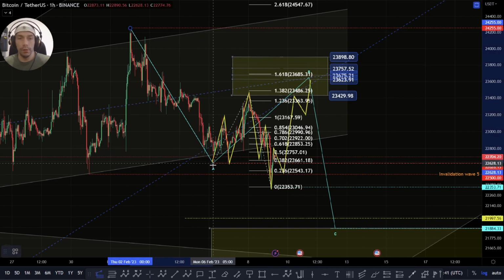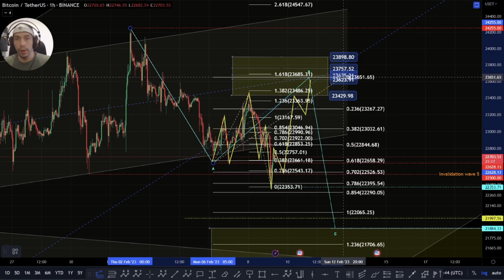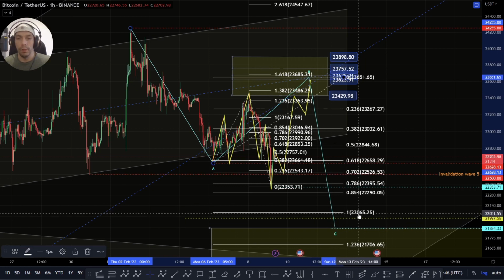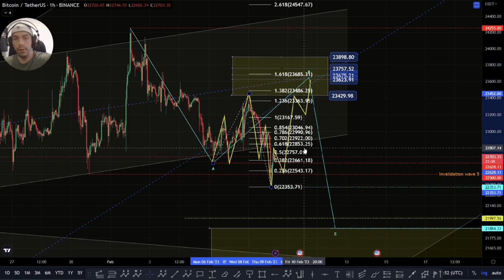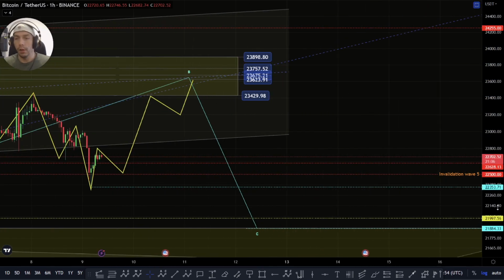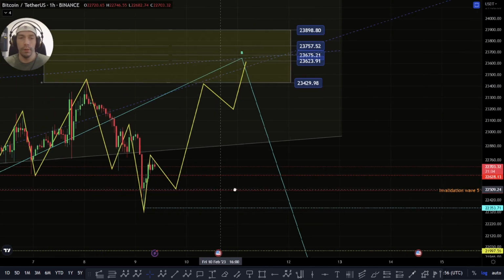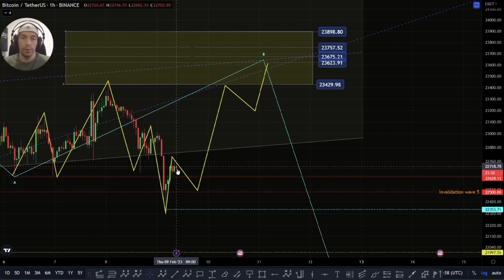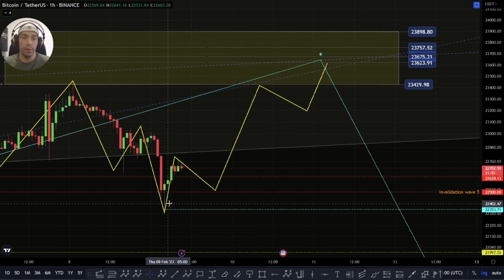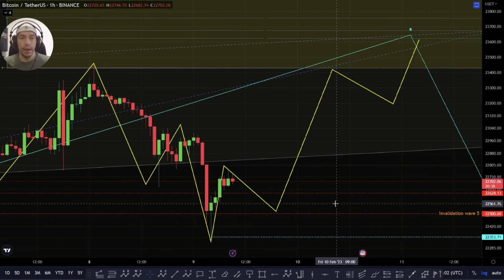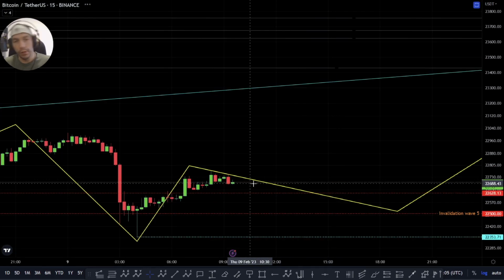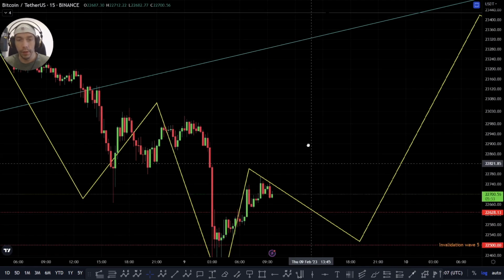And if we did move into this zone again, effectively that one-to-one would be up here at this 22,065. So we just got to give it a bit of time. If we continue to maintain this low point here of this 22,353, we can argue that we're going to start to get some impulsive moves here. But I'd want to see some clear cut structure developing here.